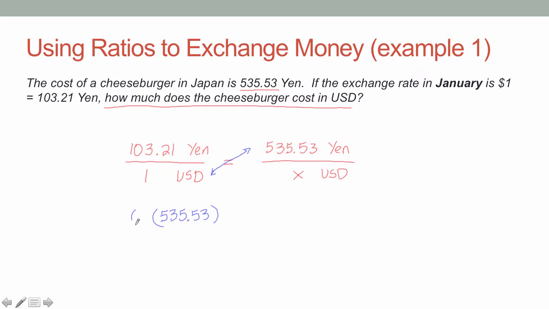So I cross multiply the two things together. It has to equal, it's still an equation, so I need the equal sign. The other two multiplied: 103.21 times X number of dollars. Now to solve this, I simply divide both sides and I need to solve for X. So divide both sides by 103.21.